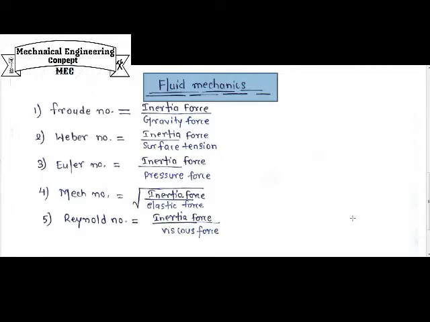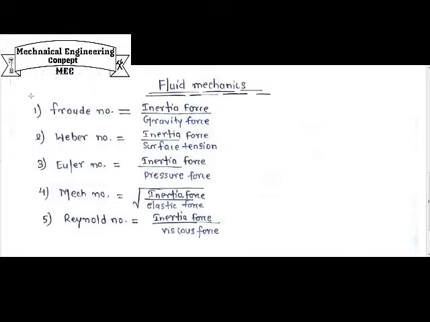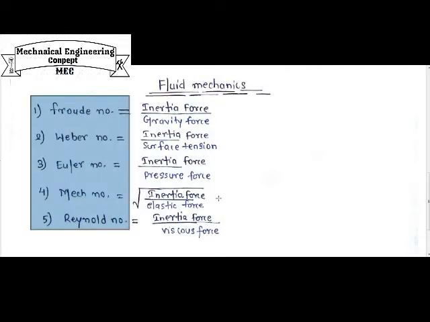Today I am going to discuss the basic different types of number systems which are used in fluid mechanics, with respect to some tricks. These are the five standard basic types of numbers used in fluid mechanics. I am coming here with some tricks which are helpful and easy to remember for these different types of numbers.